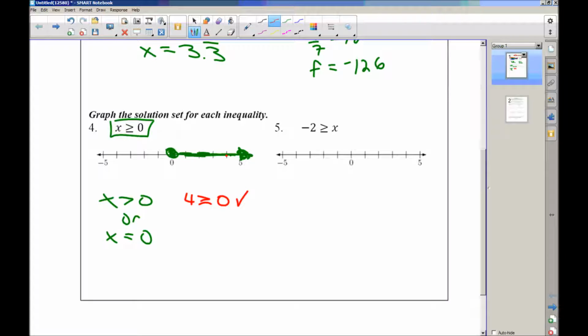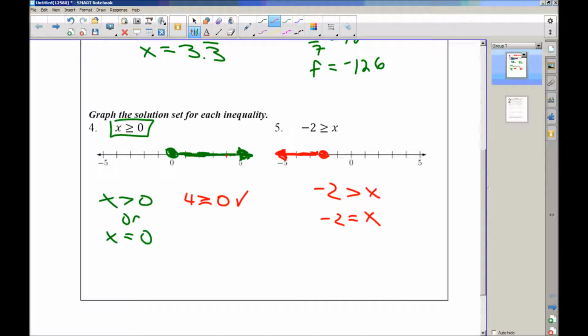Okay. All right, so for number 5, this says -2 is either greater than x or -2 is equal to x. So anything that makes these two statements true, I'll shade in. So that means I should shade in -2 because -2 is equal to x. And then it also says -2 is bigger than all the x's. So -2 is bigger than which numbers? Well, -2 is bigger than -3 and -4 and -5 and -6.